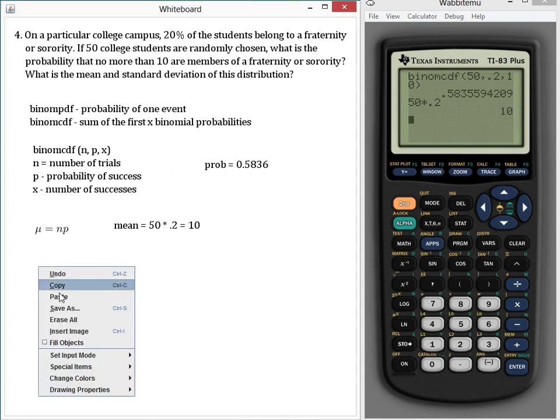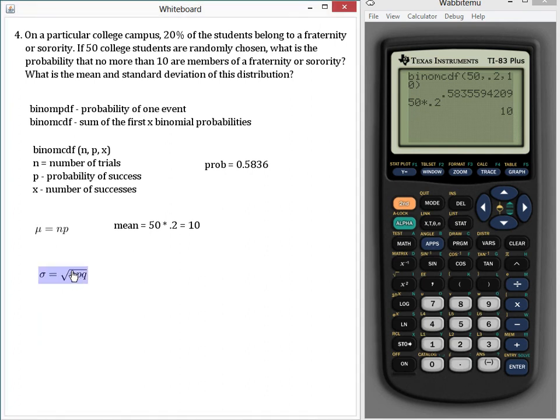The standard deviation is found by taking the square root of n times p times q. So on the calculator here, we would do the square root of n, which is 50, times p, which is 0.2. And then remember, q is always just 1 minus p. So 0.8, and 2.82 is what we get, or 2.83.